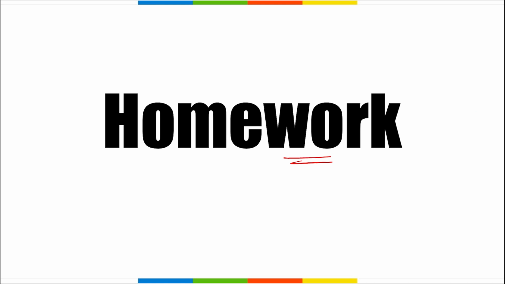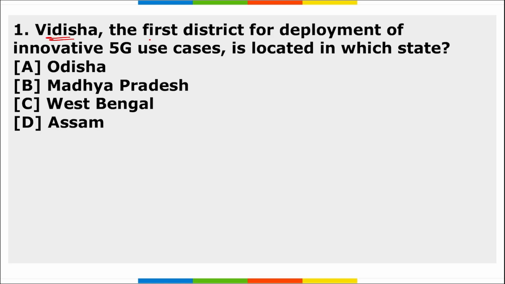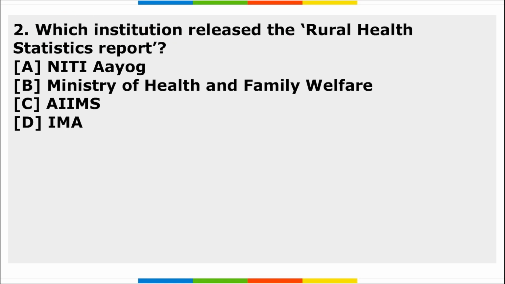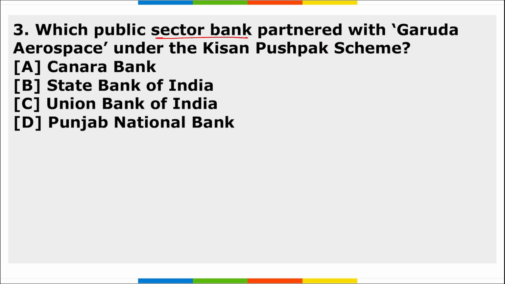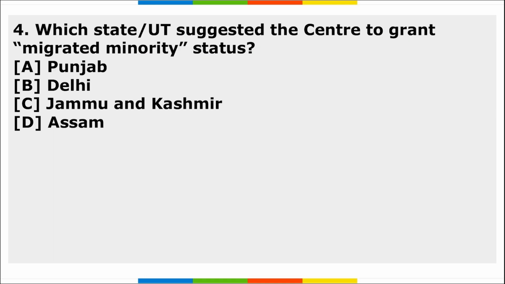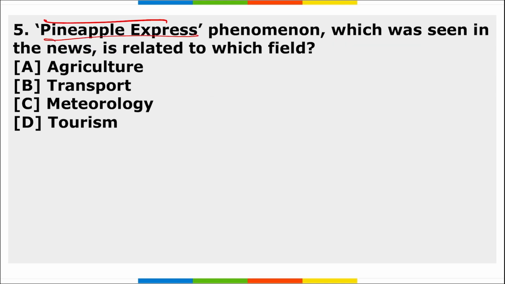Remember that also. Alright, so friends, now it's time for your homework. First question: Vidisha is the first district for the deployment of innovative 5G use cases. Vidisha is the district of which state? Second, which institution released the Rural Health Statistics Report? Third, which public sector bank partnered with Garuda Aerospace under the Kisan Pushpak scheme? Fourth, which state or union territory suggested the center grant migrated minority status? Fifth is Pineapple Express. This phenomenon which was seen in the news is related to which field?